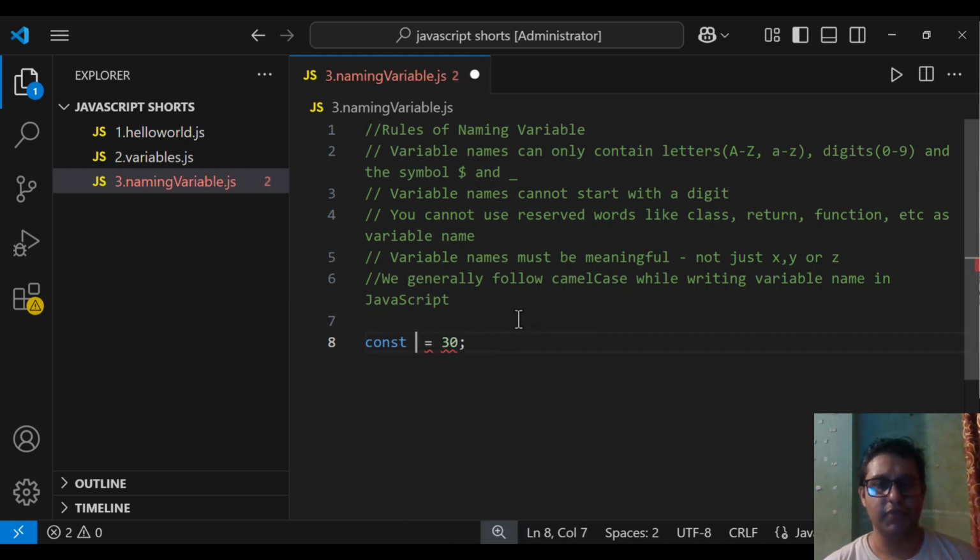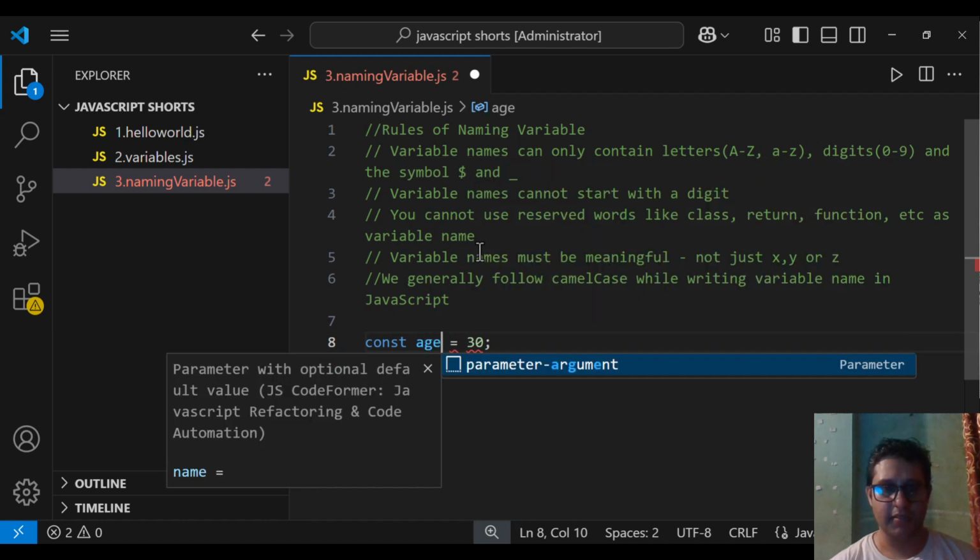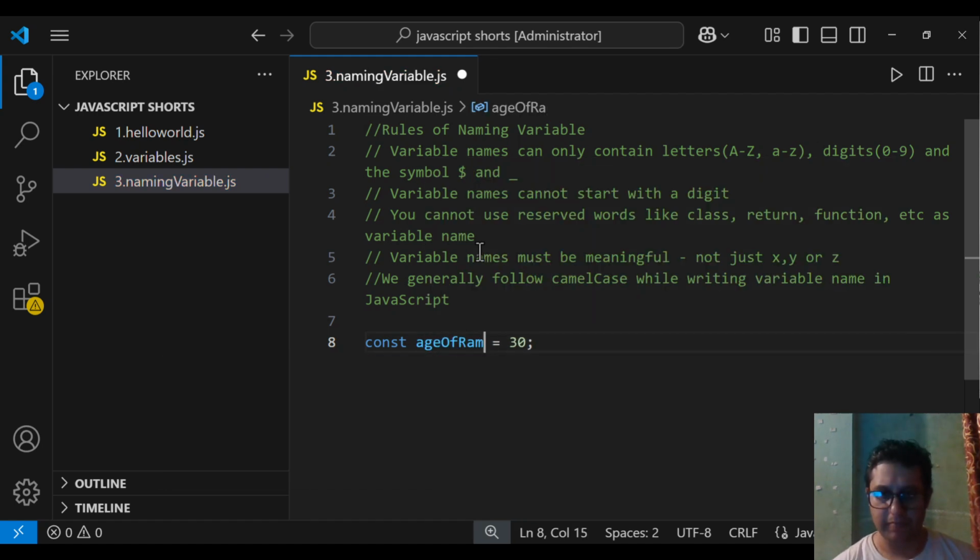And the last thing is we generally follow camelCase while writing the names of variables. For example, let's see this example, age of Ram. First of all, everything is in small, right? And here O is capital and f is small. And here for Ram, the R is capital and the others are small. So this is called camelCase. At first, we write everything small. Then after, the start of each word must be capital and the others must be small. That is camelCase. So these are the rules of naming variables.